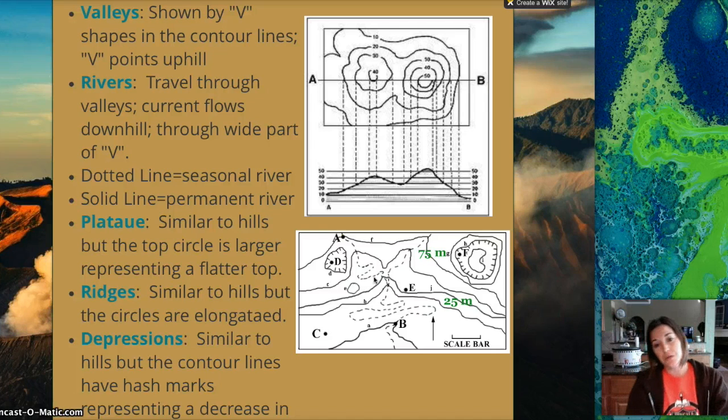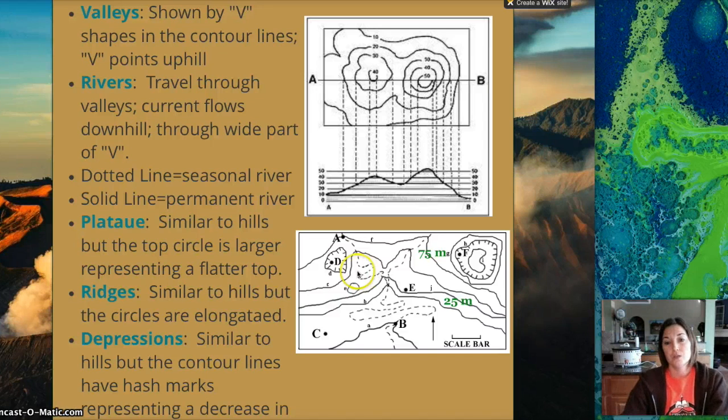Now, on a contour line, your valley is going to have the wider part of the V pointing downhill. And so where the V in the contour line opens up, that is the downhill direction. And rivers always flow downhill. So rivers are going to flow through the narrow part of the V and flow through the wider part of the V.